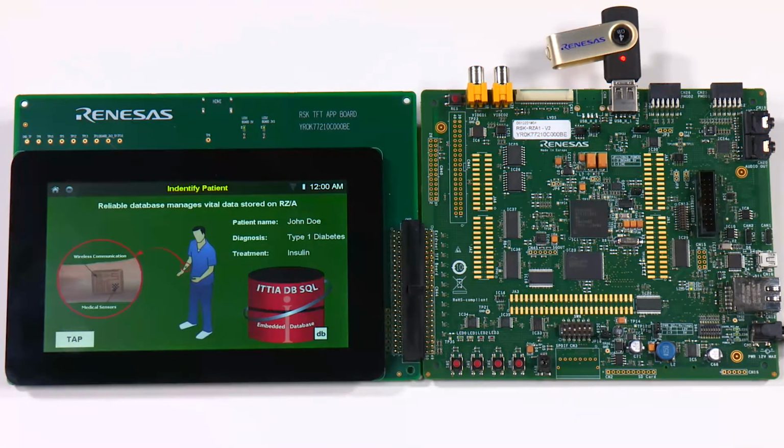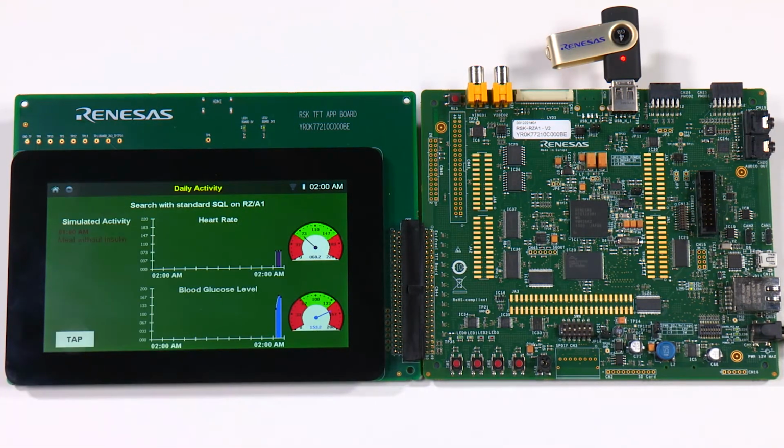In this demonstration featuring the Renesas RZ microprocessor, we are showing the ease and advantage of using an SQL-based database running on an embedded device. Here, the RZ starter kit is simulating continuous monitor and storage of the vitals for a type 1 diabetes patient who is using insulin to manage his blood glucose levels.